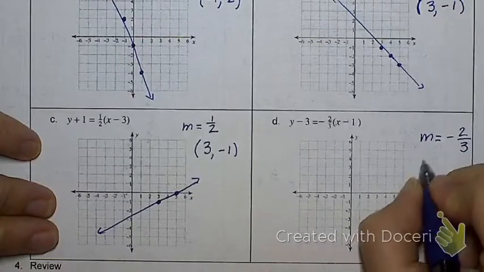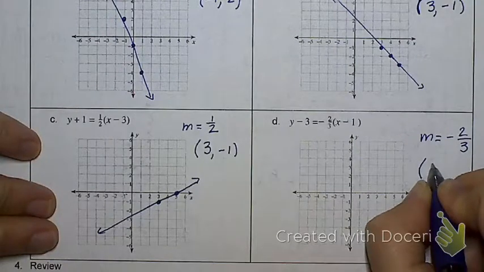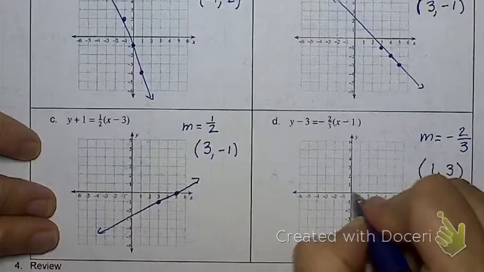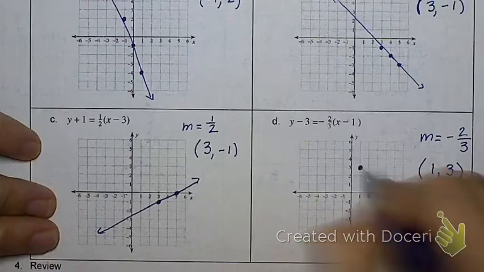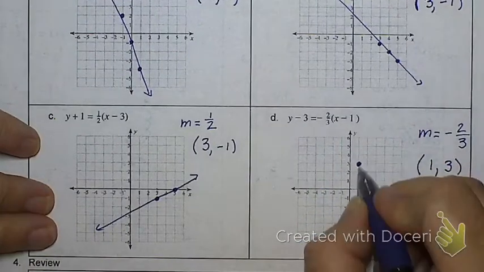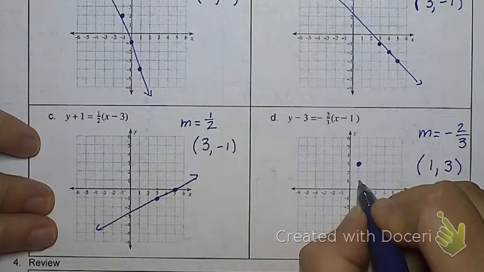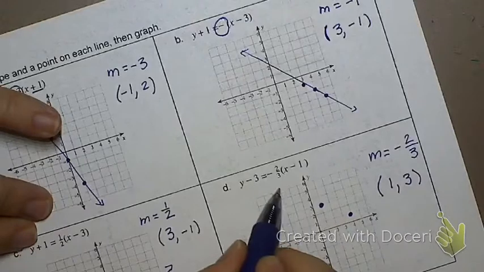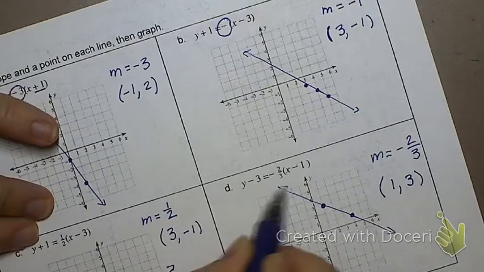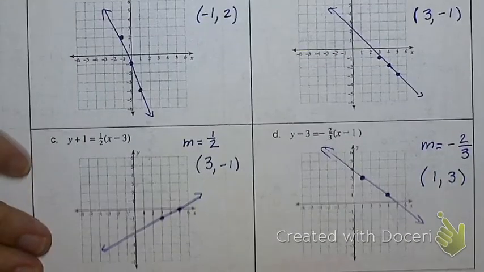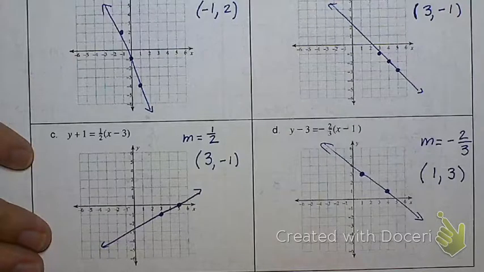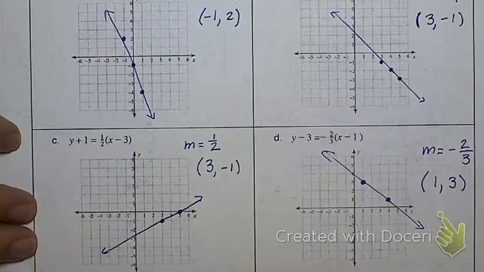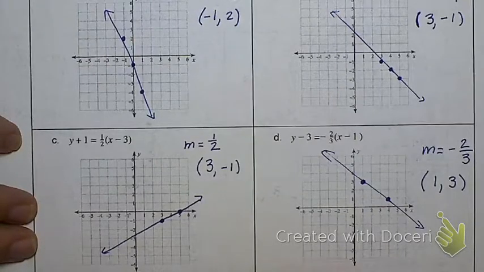What's the point they give me for this one? 1, 3. And then how am I going to move? Down 2, to the right 3. I can't fit another one on there, so my line looks something like that. Any questions about those graphing ones from point slope form? Okay.